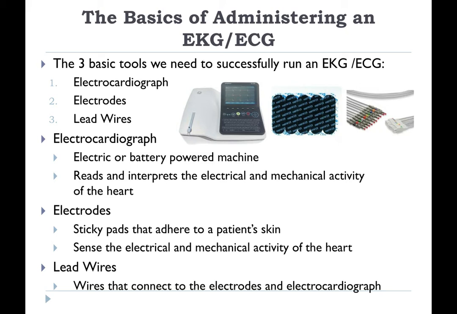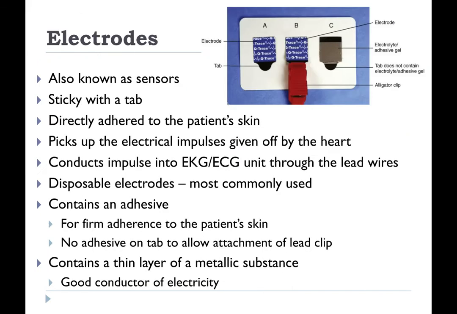So the machine is electric or battery powered, and it reads and interprets the electrical and mechanical activity of the heart. The electrodes are sticky pads that adhere to the patient's skin and sense the electrical and mechanical activity. And then the lead wires are connected from the electrodes to the electrocardiograph to allow the information to go from the patient to the electrodes through the lead wires into the machine where it can be evaluated.